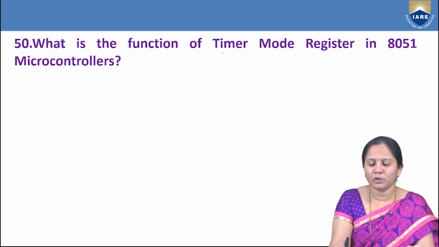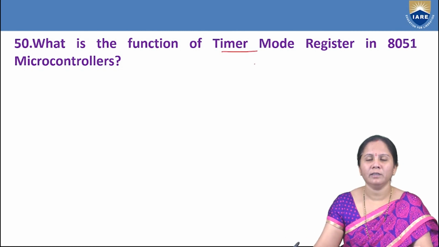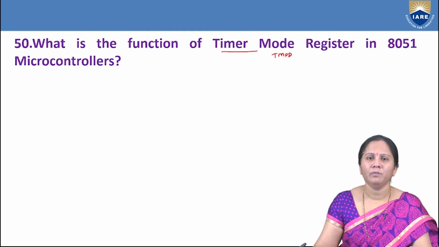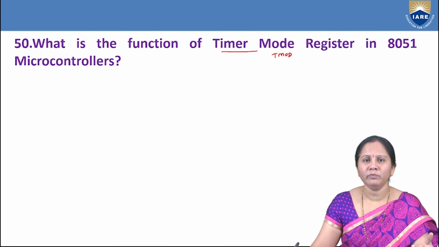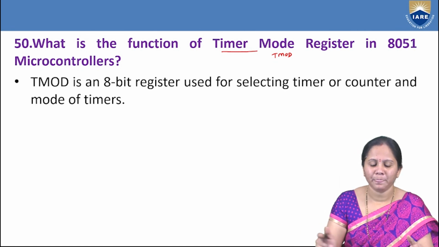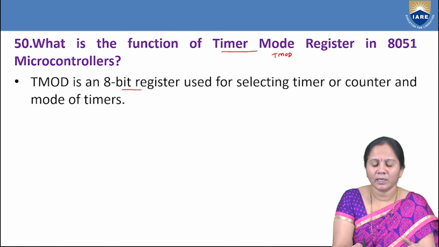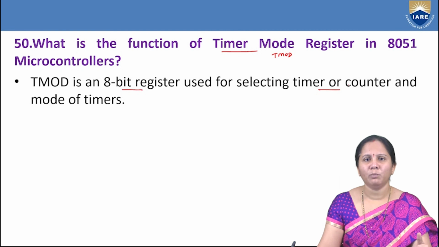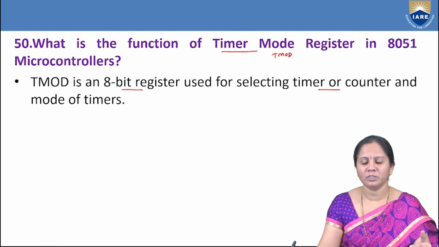What is the function of the timer mode register in the 8051 microcontroller? The timer mode register stands for TMOD, which indicates the mode of timer operation. TMOD is a special function register. It is an 8-bit register for selecting timer or counter modes of operation, so it decides the modes of timer operation.